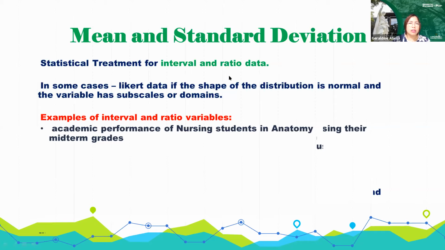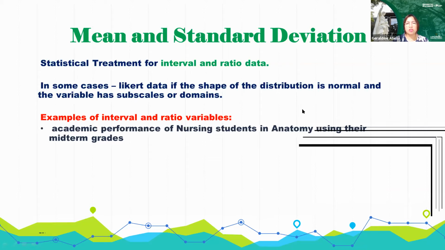When you report the mean, you also have to report the standard deviation, because if there are two of the same mean values, and when you compare them, you further use the standard deviation. A lesser or smaller value of standard deviation means the values are consistent, the values are close to the mean. So these are examples of interval and ratio variables.